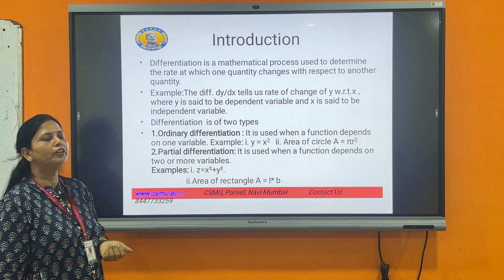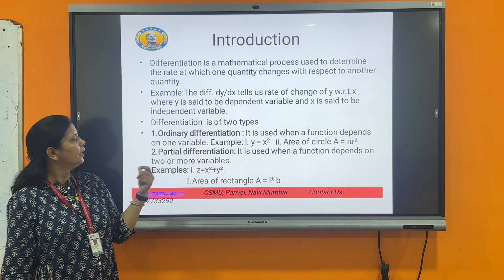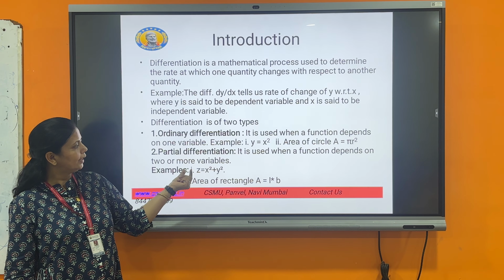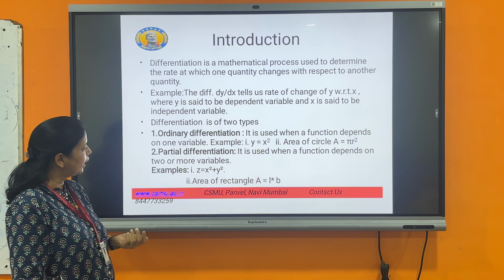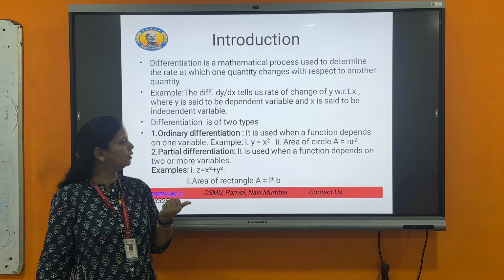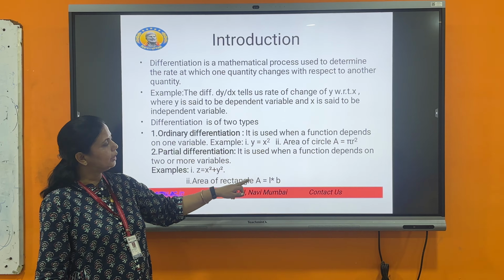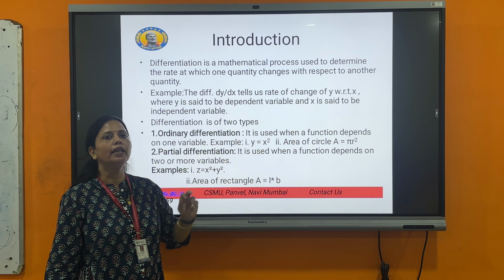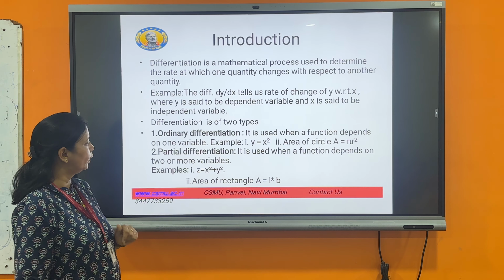Partial differentiation we use when a function depends on two or more variables. The first example is z equal to x square plus y square. z depends on two variables x and y. Similarly, the area of a rectangle is defined as A equal to length into breadth, where area is the dependent variable and depends on length as well as breadth. That means it depends on two variables.